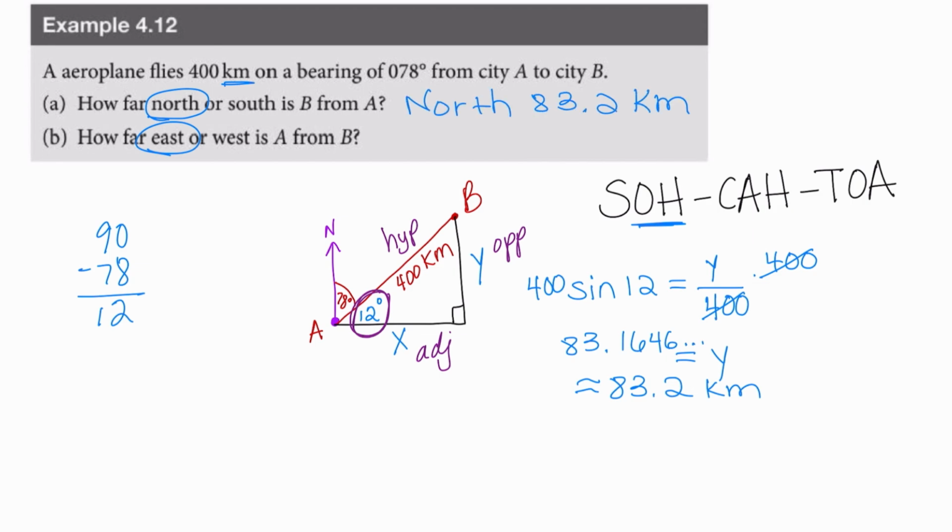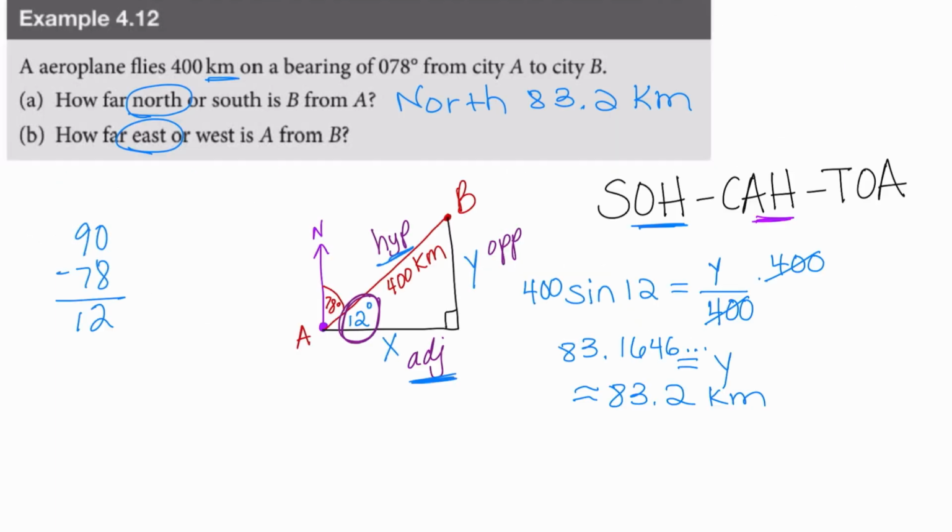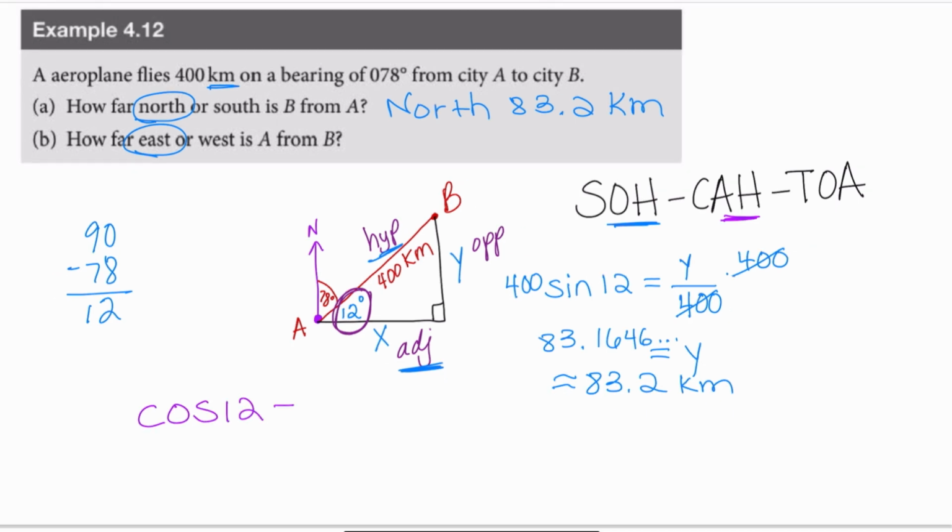I'm going to do exactly the same thing now to find x, and I'm going to be looking at adjacent and hypotenuse, because the hypotenuse is the only value that I know for certain. And for adjacent and hypotenuse, the relationship is going to be CAH, cosine. So I set up the problem as the cosine of the angle 12 degrees is adjacent over hypotenuse. Once again, I multiply by 400 on both sides.